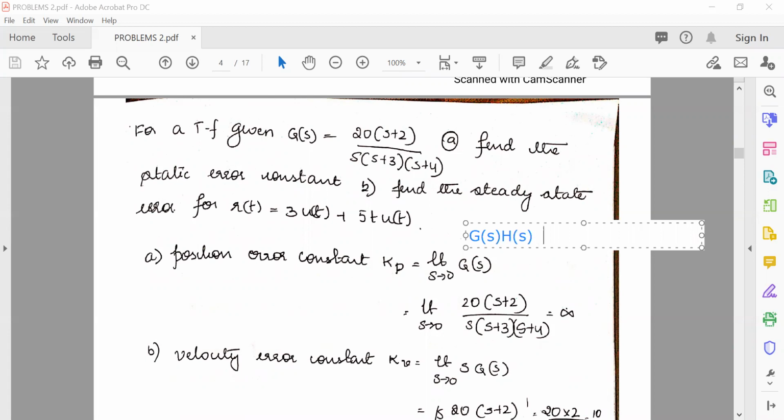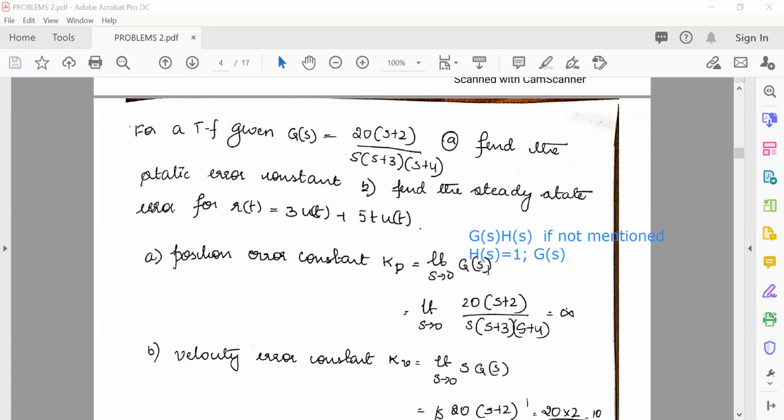Okay, if not mentioned, we can take h of s equal to 1. It is not mentioned here, so we take h of s equal to 1. In that case, what do we have? It is only g of s. So that is what we have written here: limit s tends to 0, g of s. Please, in the book, make sure you write h of s.